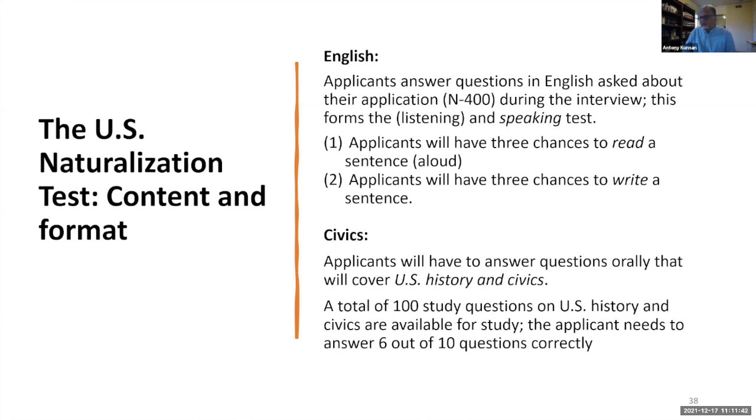The same is true of the history and civics test. You'd be given 2 chances. So if you fail the first time, you'd be given a chance to come back without an extra fee and without any additional processing. So for the civics test, you have to answer 6 out of 10 questions correctly.